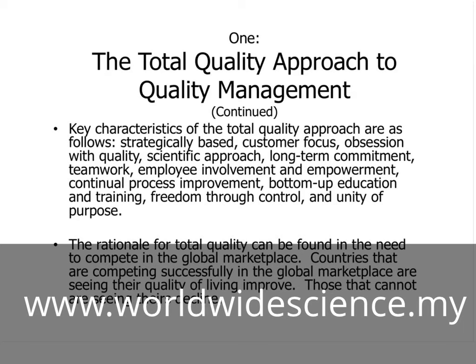So, as you can see, the successful companies in global markets are improving and bettering their quality of living. Those that cannot are seeing their decline. So basically, the quality has to be improving all the time. We discussed this concept of stagnancy and improvement. We said that we covered it in marketing, if you remember.